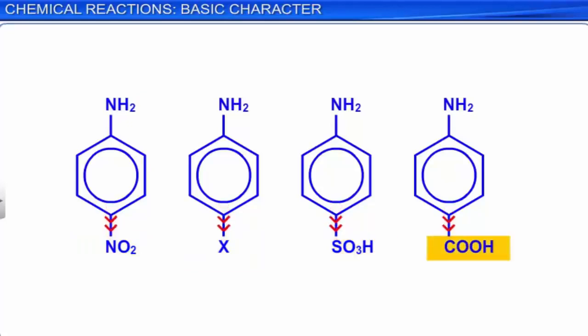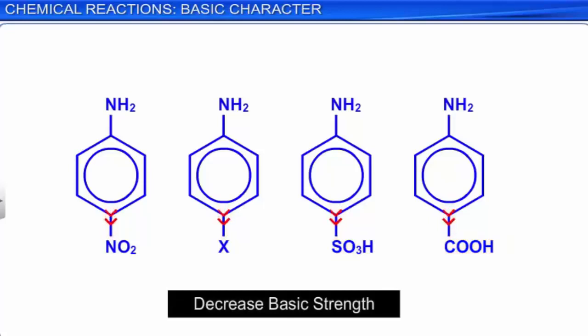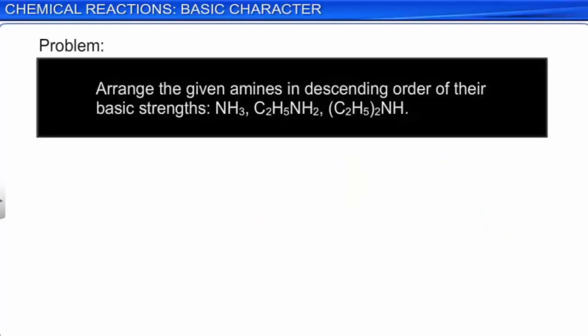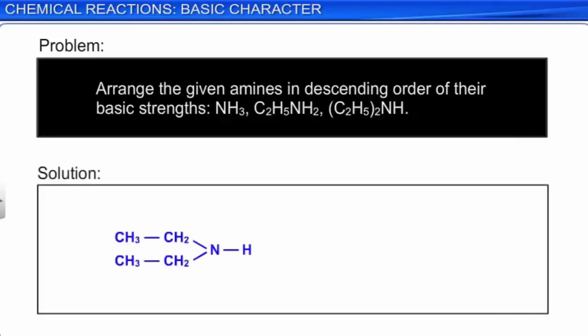Here's a problem for you to try. Arrange the given amines in descending order of their basic strengths. Try to work out the answer yourself before checking the solution. The descending order of basic strengths of the amines and ammonia is dimethylamine is greater than ethylamine is greater than ammonia. This is explained on the basis of the plus I effect of the alkyl groups. The more the number of alkyl groups, the more will be the plus I effect.